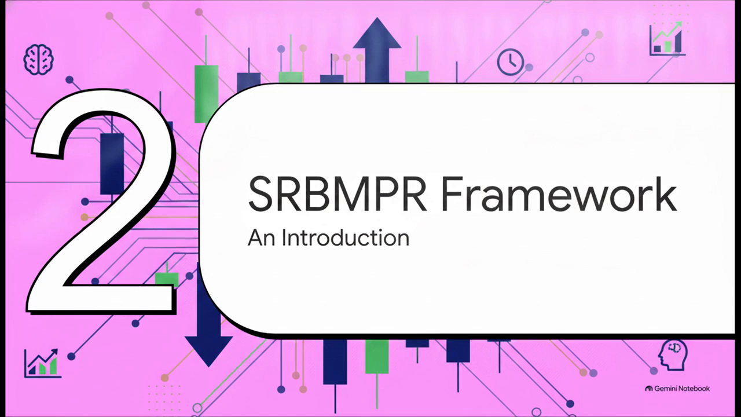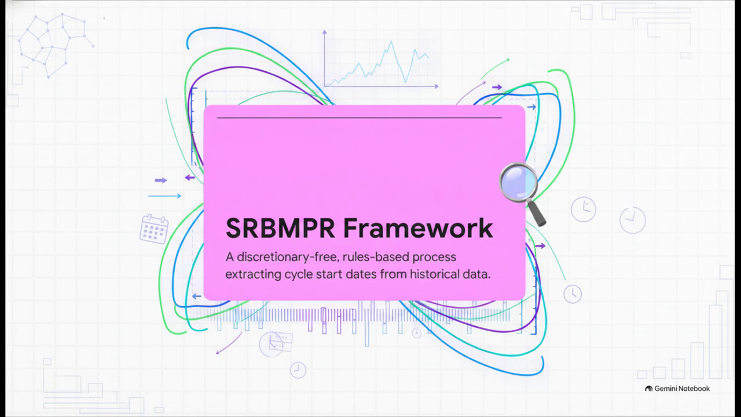Moving on to Section 2, introducing the SRBMPR framework. The definition here is absolutely crucial to grasp. SRBMPR stands for Structural Raw Data Behavior Methodology Price Research. What it actually is, is a 100% discretionary-free, rules-based process. It crunches through vast amounts of historical data to pinpoint the exact temporal origin of market cycles. It's not giving you a probability score. It's generating a literal, hard schedule of exact start dates and times.